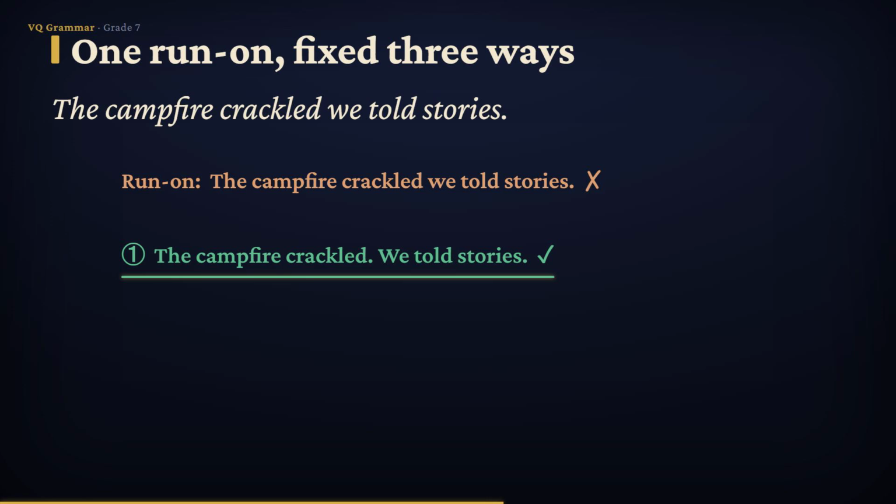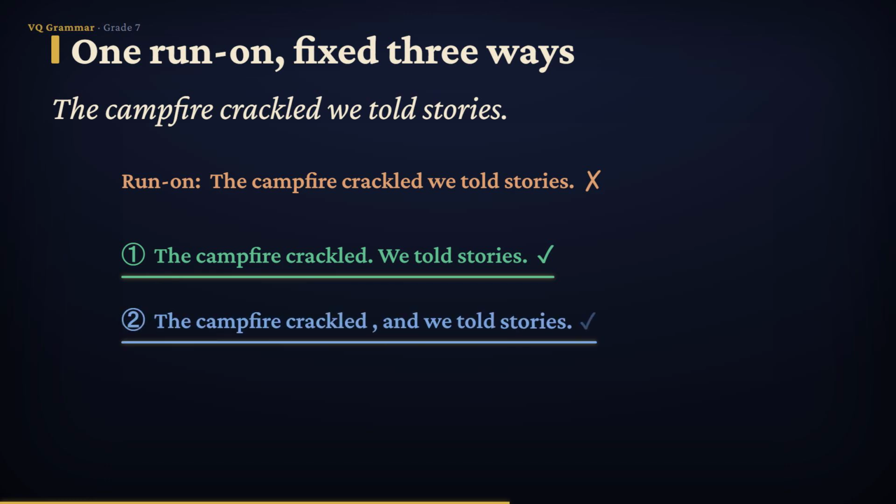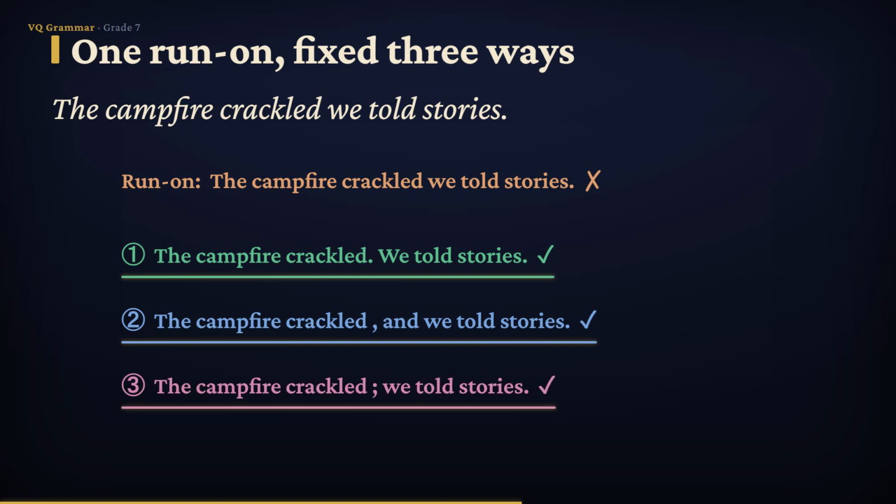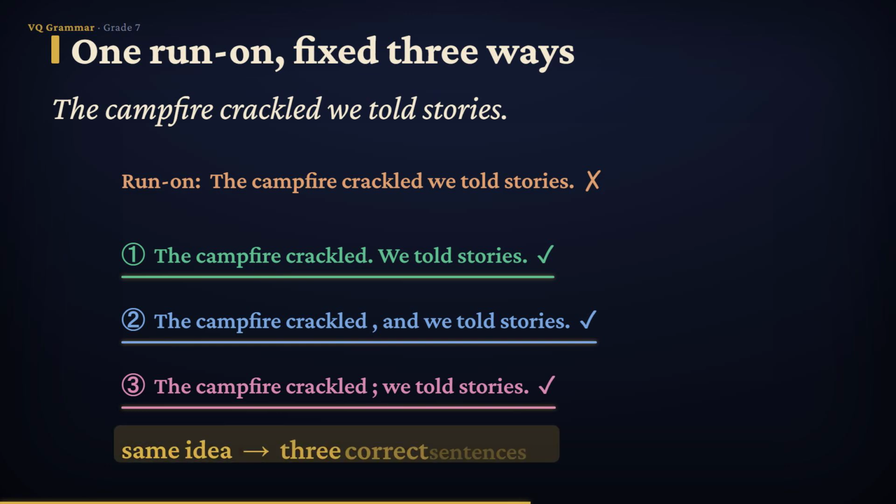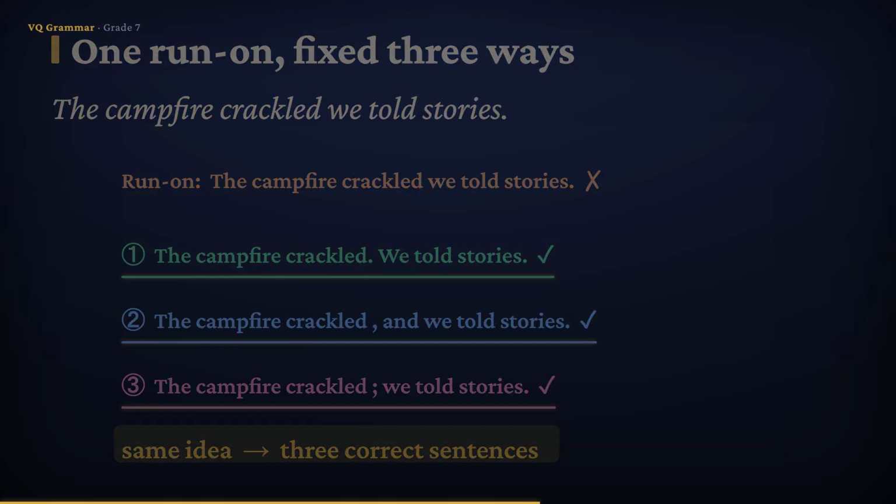Fix 2. Add a comma and a joining word. The campfire crackled, and we told stories. Fix 3. Use a semicolon. The campfire crackled; we told stories. Every version is correct. Same idea, now expressed as proper, complete sentences. Pick whichever fix fits the rhythm you want.